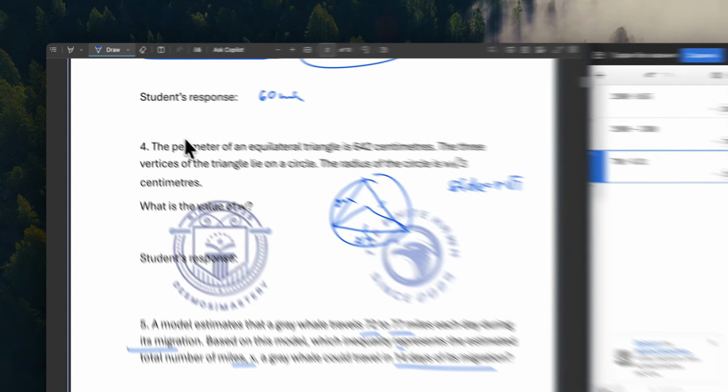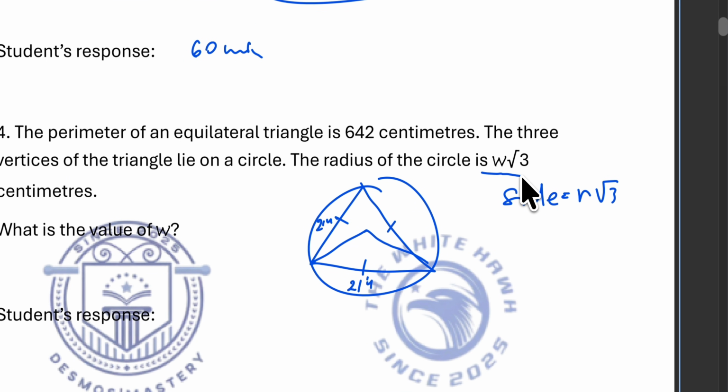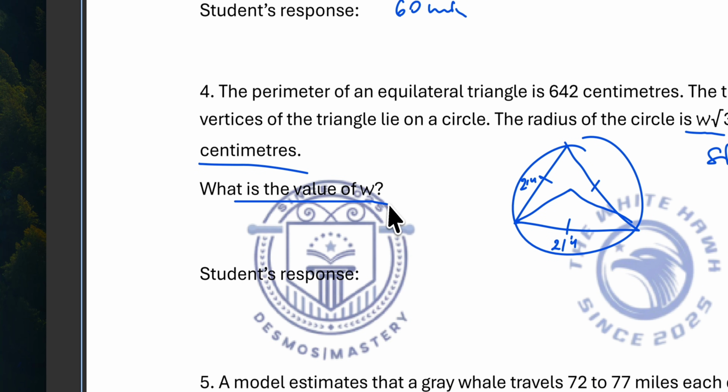So next, we have this one. The perimeter of the equilateral triangle is 642 centimeters, and the three vertices of the triangle lie on the circle. The radius of the circle is w square root of 3 centimeters. What is the value of w?